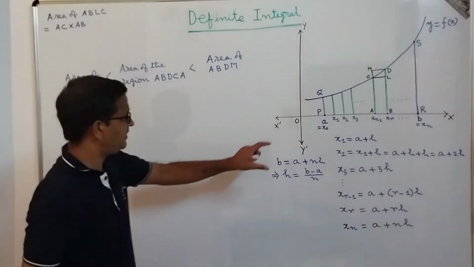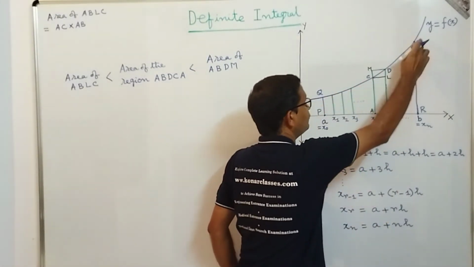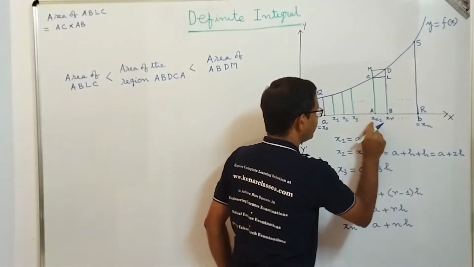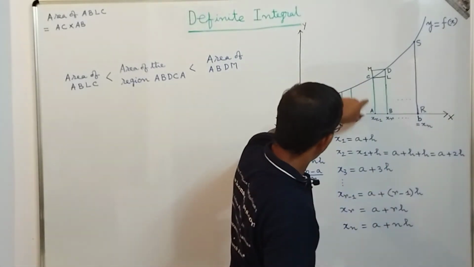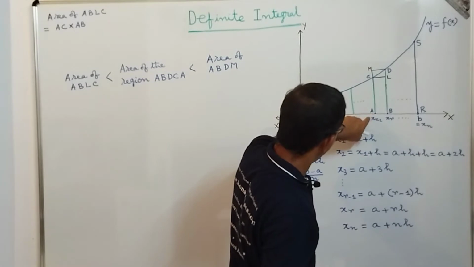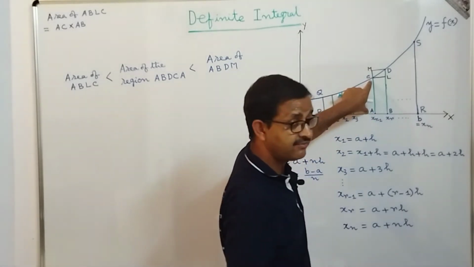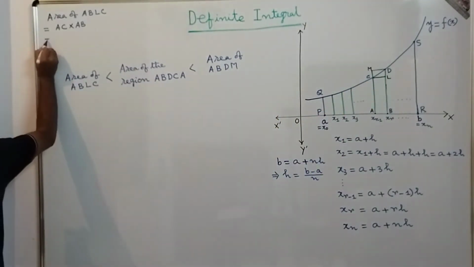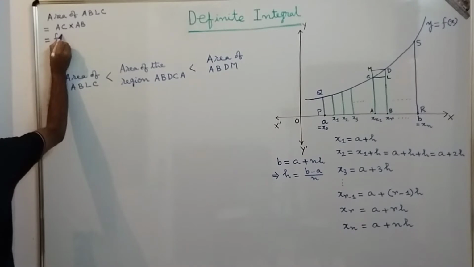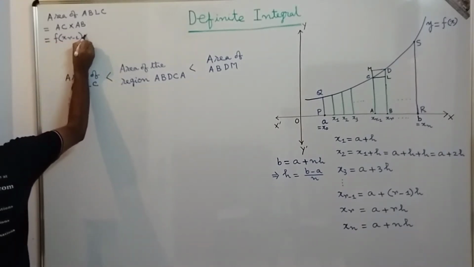What is the value of AC, dear students? That value of AC is nothing but the value of the function y equal to f(x) when x equal to x_{r-1}. So we just apply x equal to x_{r-1} and we get the value of AC, that means f(x_{r-1}). So what you can write? That you can write is equal to f(x_{r-1}) into AB.